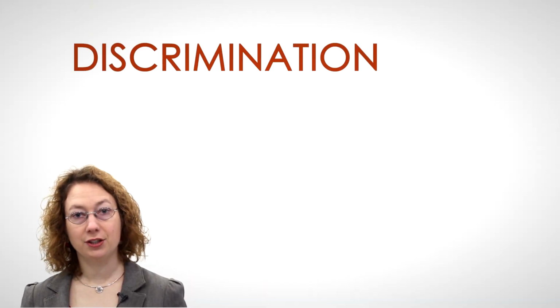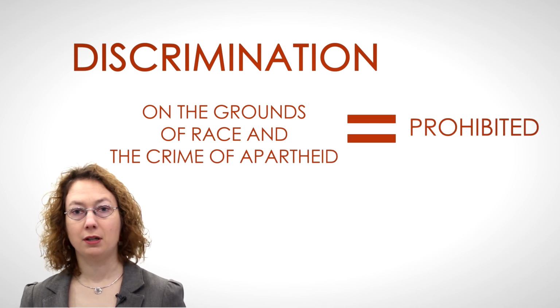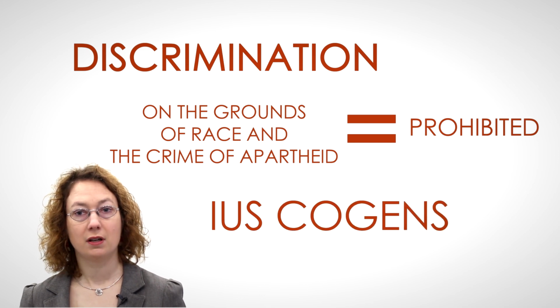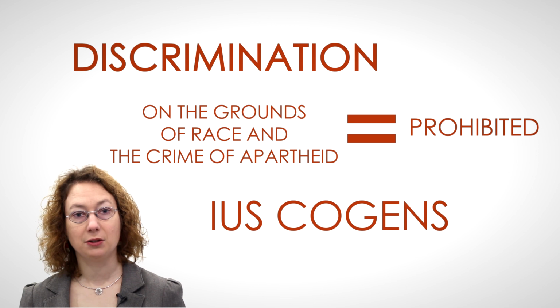Finally, discrimination on the grounds of race and the crime of apartheid is prohibited through a norm which is recognized as a norm of jus cogens in international law. This means a peremptory norm that cannot be derogated by any means.